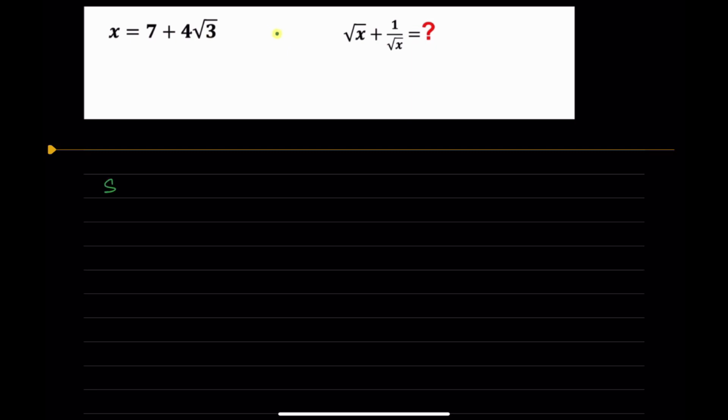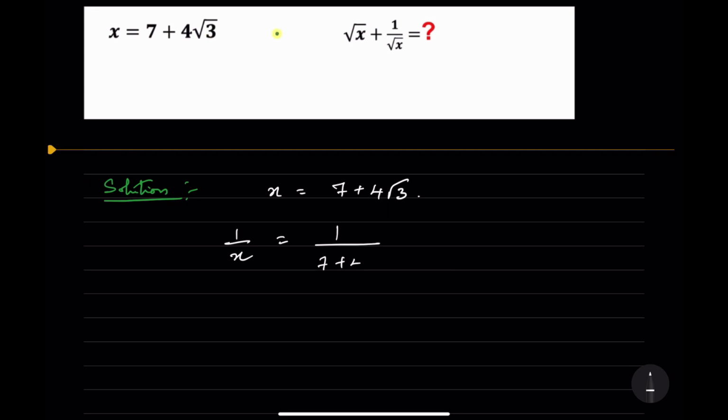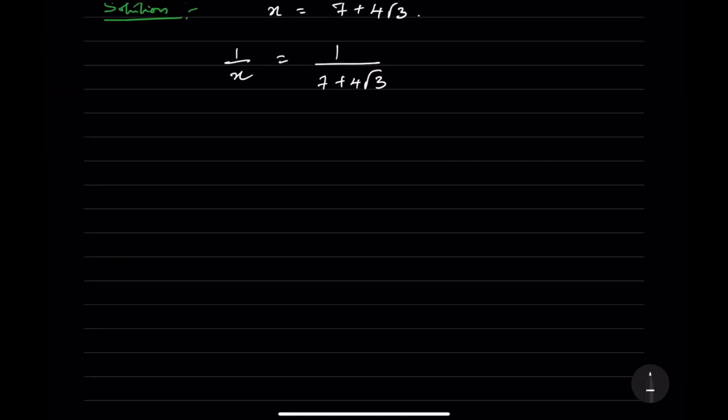So now here, we can consider that x is equal to 7 plus 4 root 3. Now what is 1 by x? We'll see. 1 by x can be written as 1 by 7 plus 4 root 3. Now when we have a root in the denominator, what do we do? We rationalize the denominator.